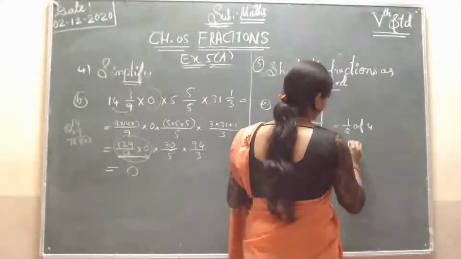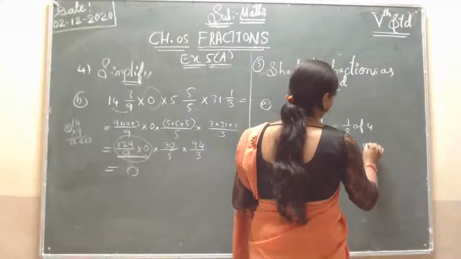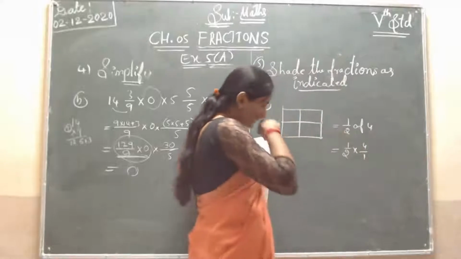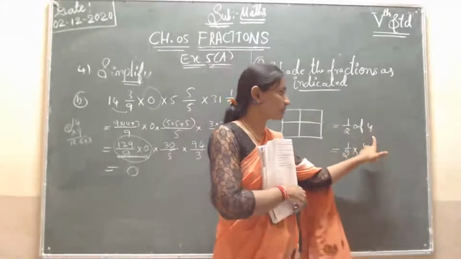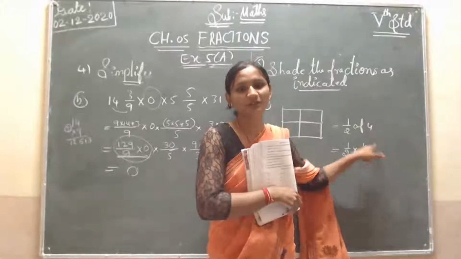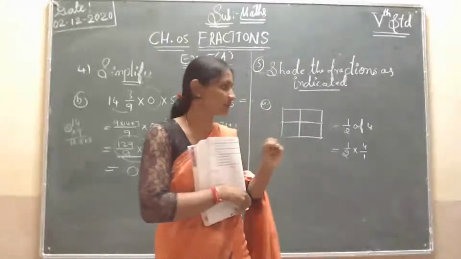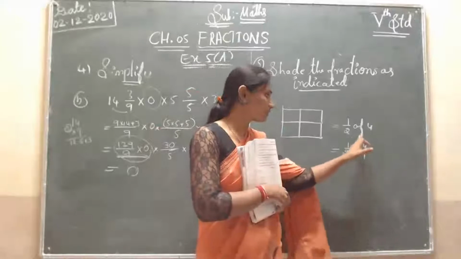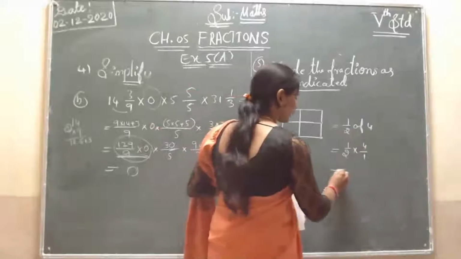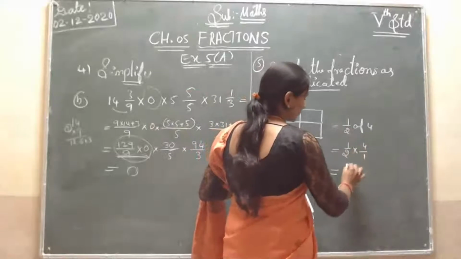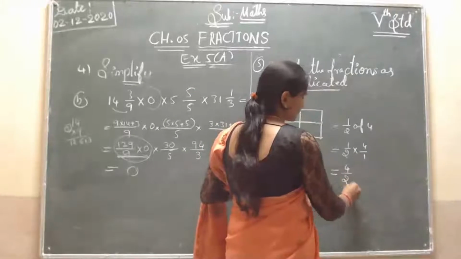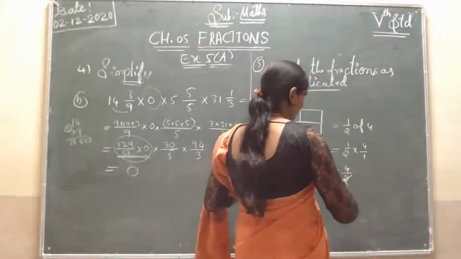Students, first you have to solve this. Of means you have to multiply. Yes. Here 4 is given but not given the value, so you have to consider the value as 1. So I wrote that. So 1 by 2 into 4 by 1. So now 1 fours are 4, 2 ones are 2. Students, you got.